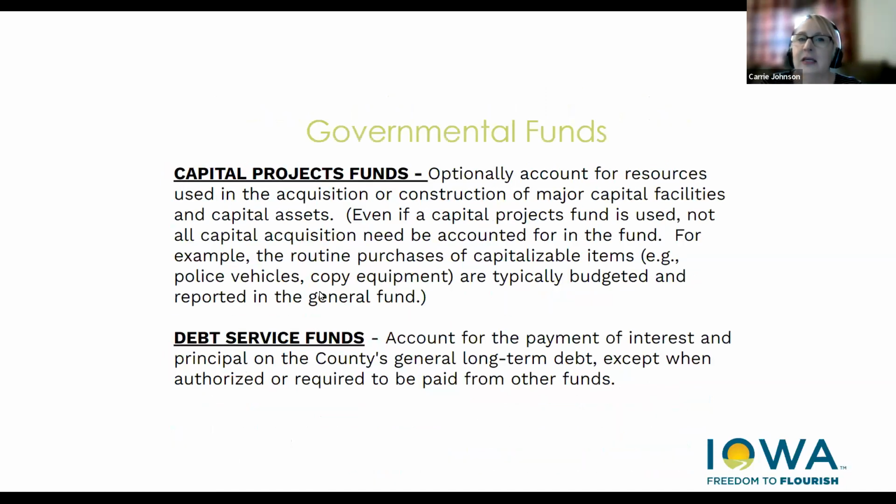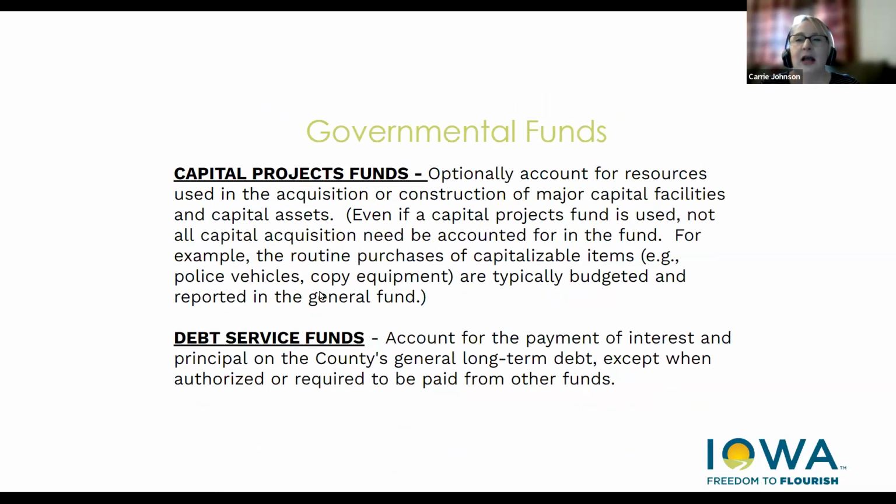Capital projects. Capital projects are really when we're talking about the construction of major capital facilities and capital assets. So, think about large infrastructure projects, things of that nature. Not necessarily purchasing small equipment, but more things that are long-standing, of a higher value, more permanent in nature and structure. Those would be your capital projects.